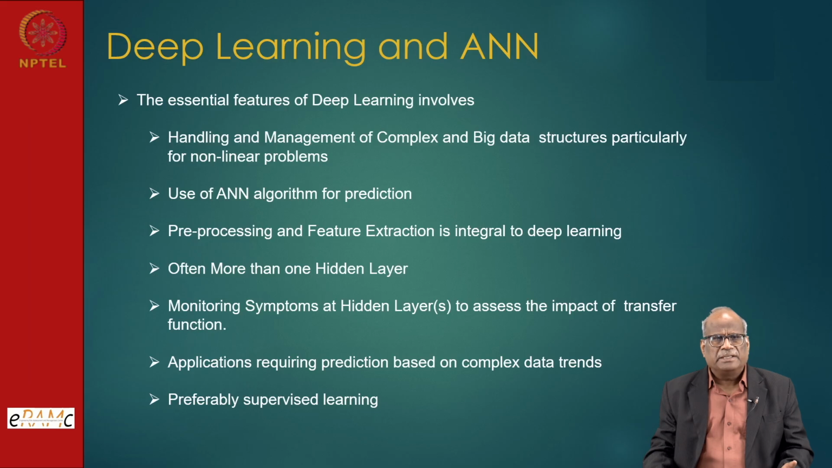Often more than one hidden layer is used in DN, deep learning DL, monitoring symptoms at the hidden layers to assess the impact of the transfer function. We will discuss the transfer function when we discuss the node in the ANN. Applications require prediction based on complex data trends. So data is challenging all aspects of our modeling, analysis and decision making, and that is where the deep learning techniques have now come.